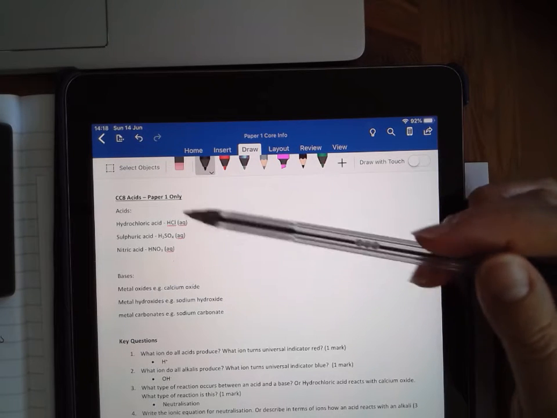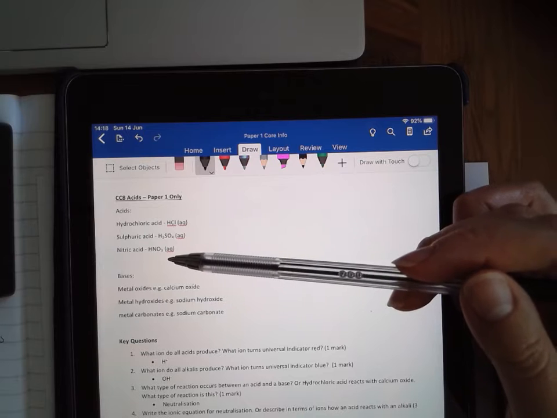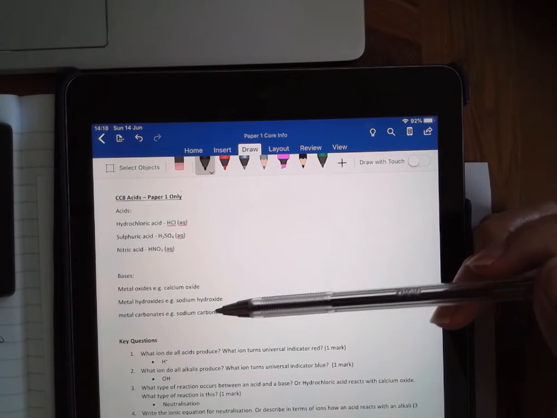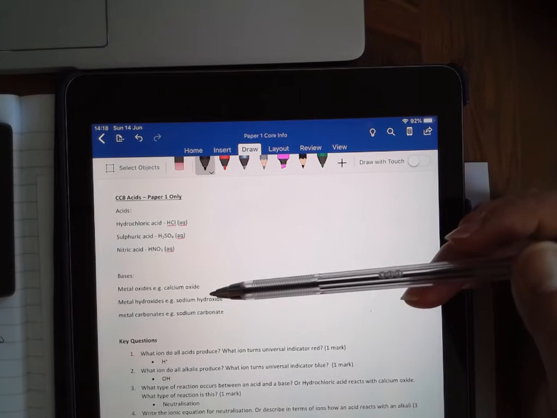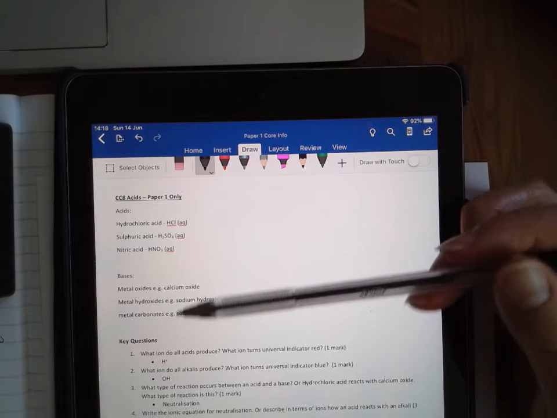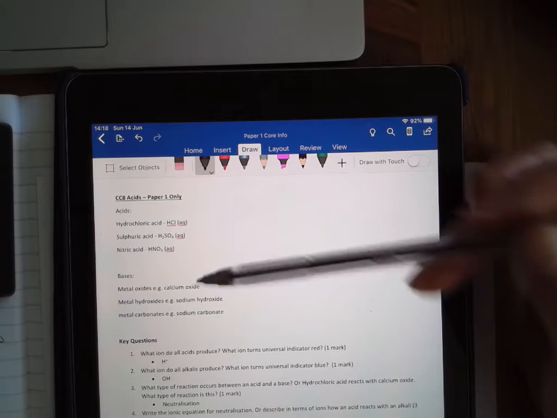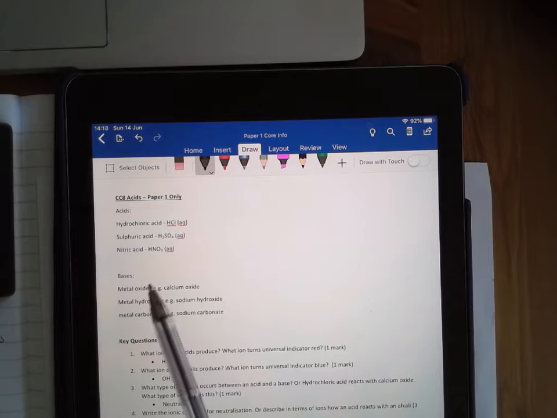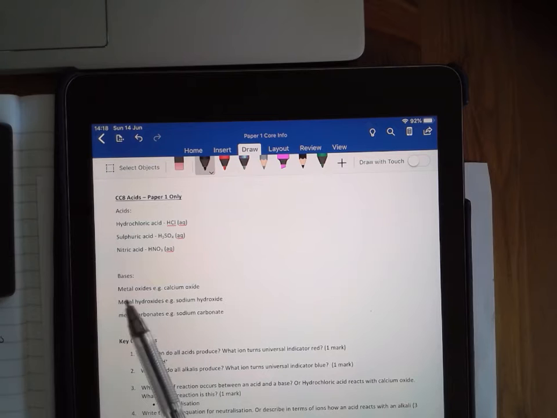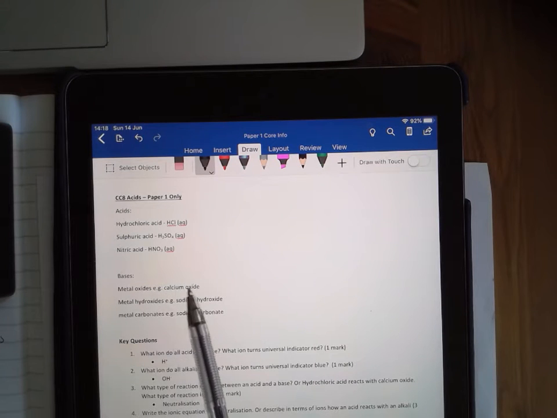Okay, so the three acids you need to know. You react an acid with a base. There are lots of different types of bases, but they all fall into the same three categories. They are either metal oxides. So you take the name of a metal, put it in front of the word oxide, and you've got a metal oxide. So calcium is a metal. If I put that in front of the word oxide, I've got calcium oxide, which is a base.